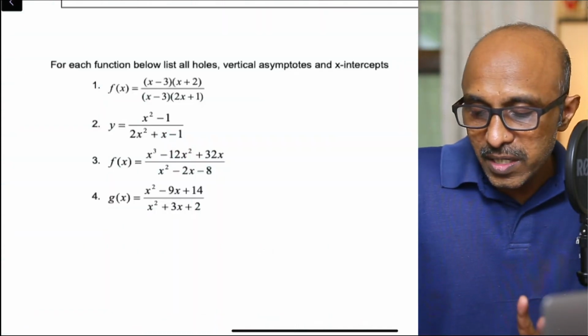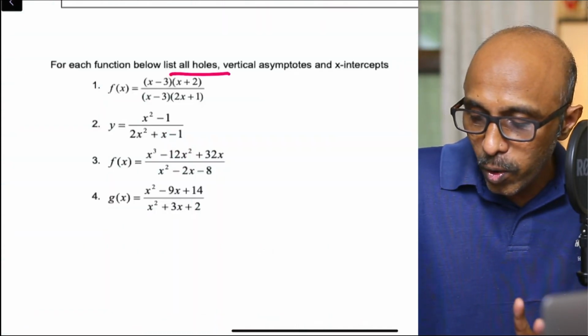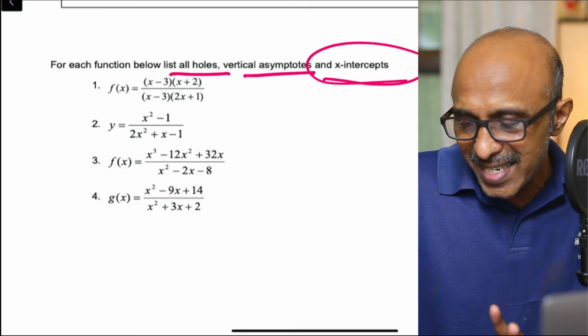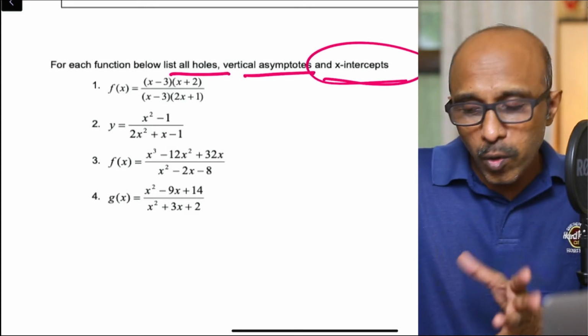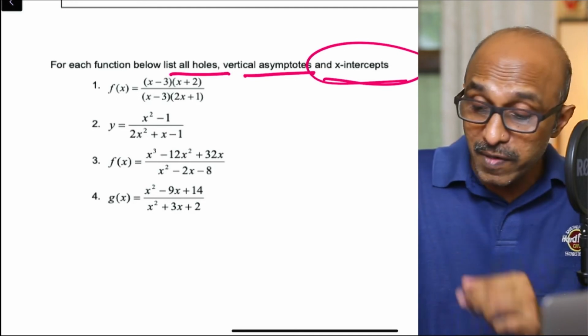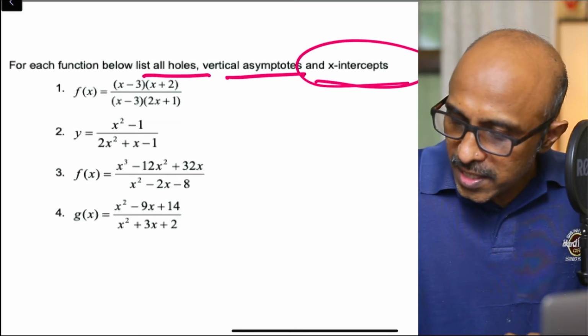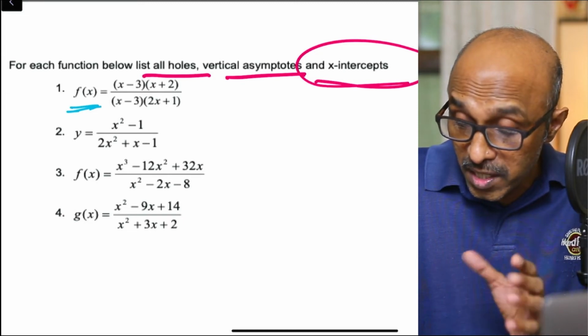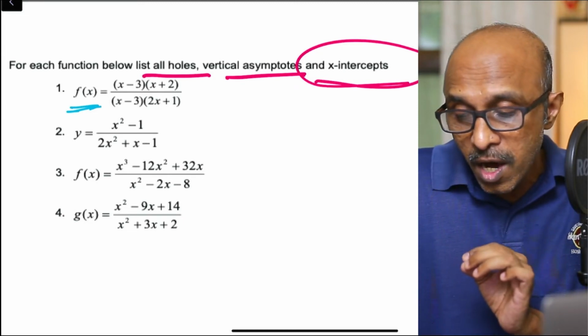Here we have a question which says, for each function below, list all holes, vertical asymptotes, and x-intercepts. In this video, we are talking about holes and vertical asymptotes. We'll come to a mixed bag of questions on some other video, all right? So the first example, f of x, is defined as x minus 3 times x plus 2 on the numerator, x minus 3 times 2x plus 1 on the denominator.